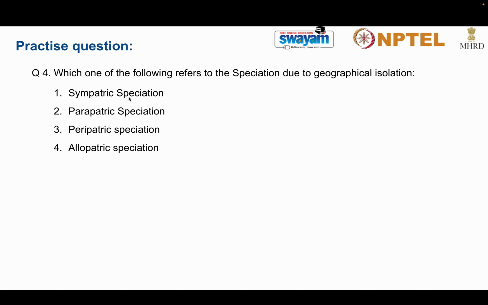So option 1 was sympatric speciation, option 2 is parapatric speciation, option 3 is peripatric speciation, and option 4 is allopatric speciation. So what do you think, which kind of speciation happens due to geographical isolation?